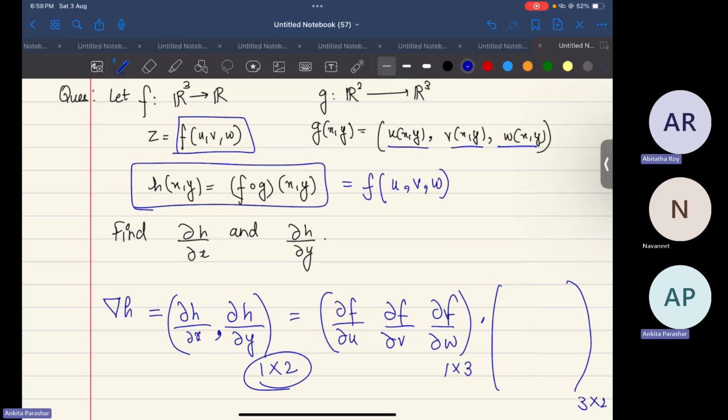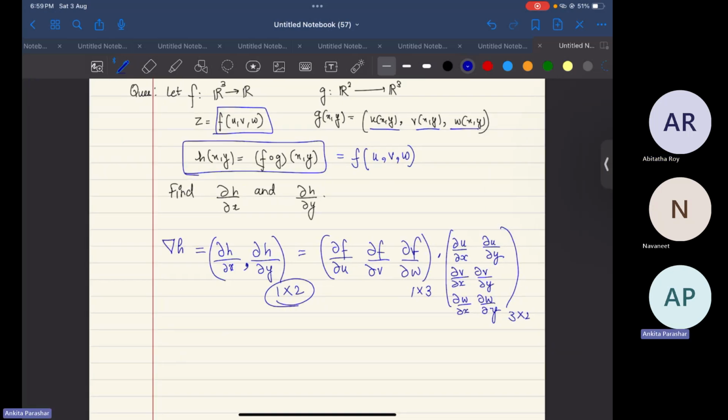I think it is easy, right? In the first row, we'll have del u by del x and del u by del y. Then the second one, del v by del x, del v by del y. And then the third one, del w by del x, del w by del y. Right. Now you can equate, right?